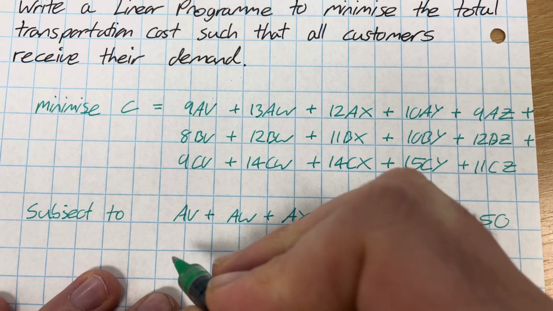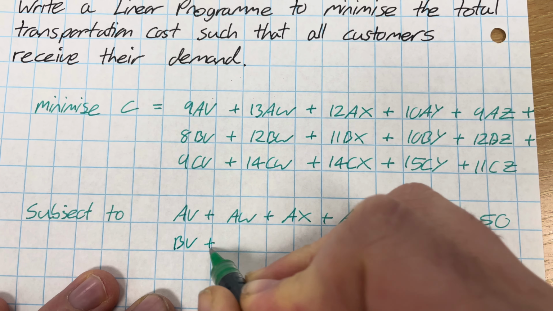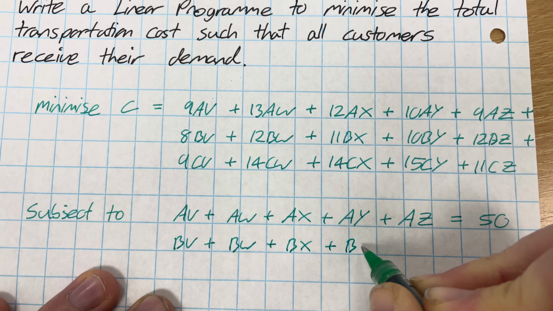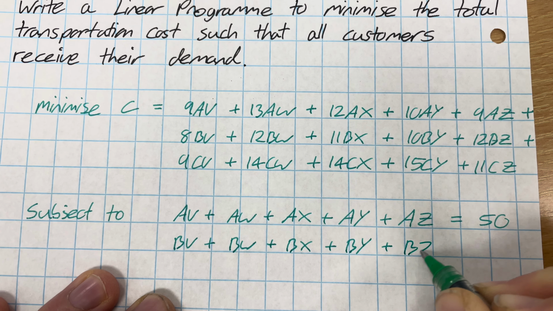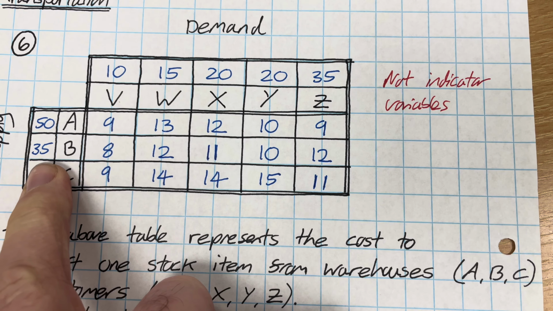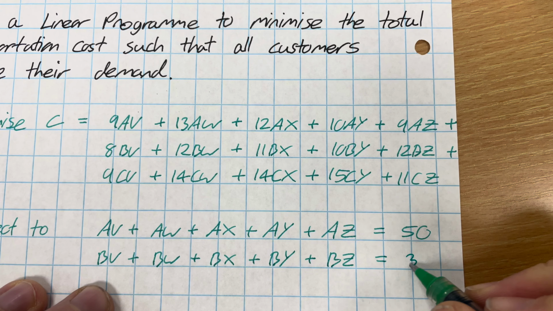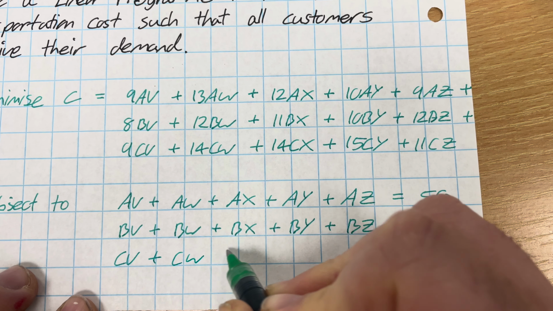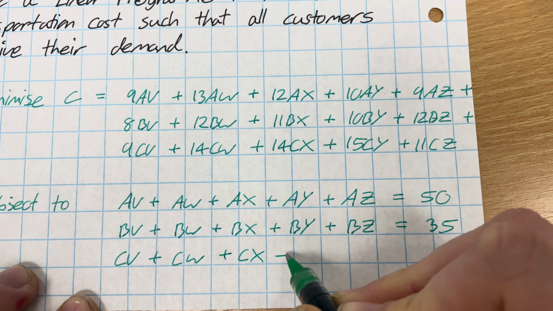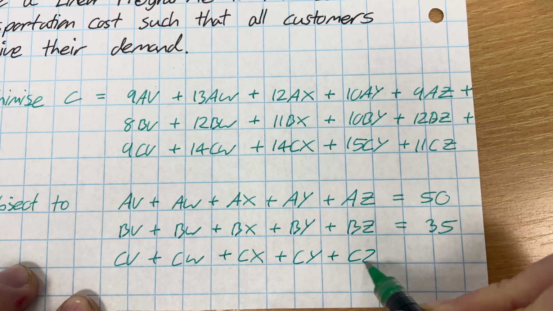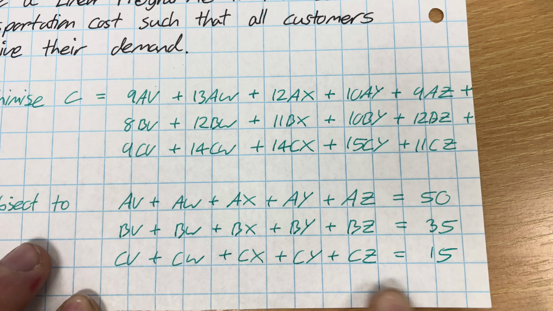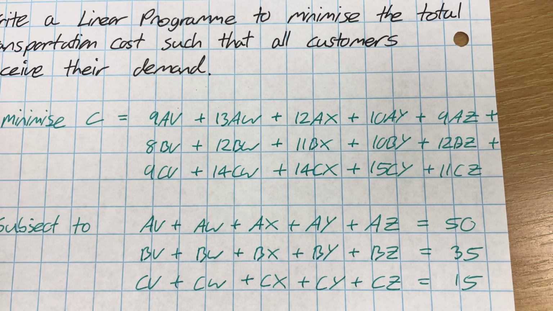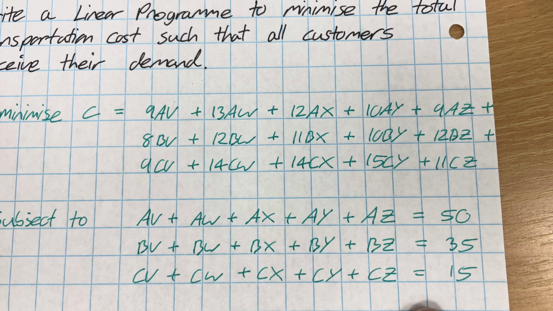And then to repeat the same thing for B: BV plus BW plus BX plus BY plus BZ needs to equal 35, because that's the supply at warehouse B. And then CV plus CW plus CX plus CY plus CZ needs to equal 15 because that's the supply we have available there. So that meets all the warehouse supply.